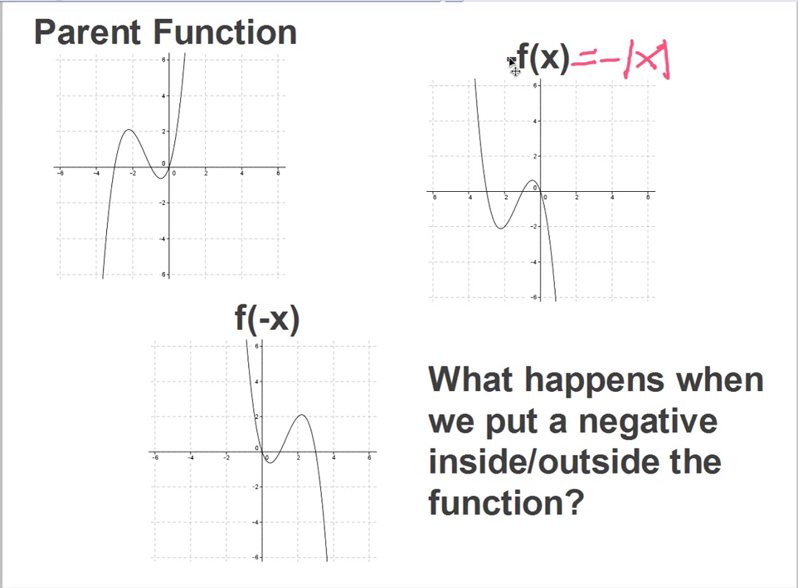Why did that happen? Because what does f of x replace? f of x replaces y. So this is saying to take the opposite of all the y values. So our graph basically turned upside down.